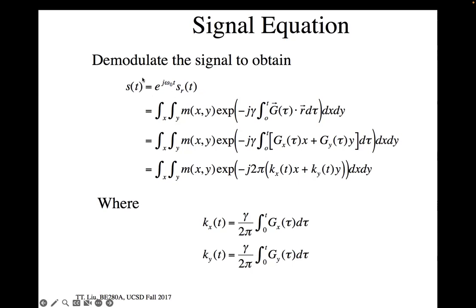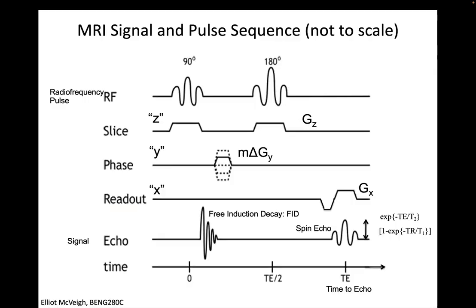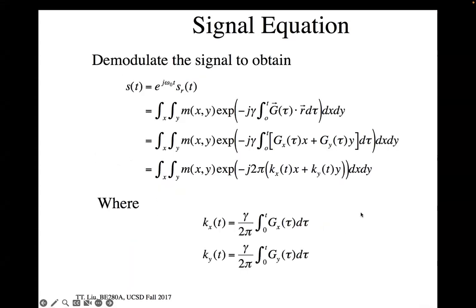So let's try. Here's our signal as a function of time. And that signal, again, is this thing, right? Here's our signal as a function of time, okay? So S of t is this thing. And it's here.